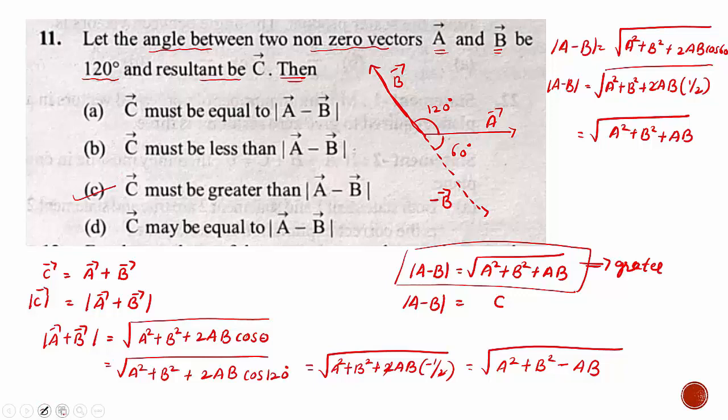Is it clear? Mod of A minus B equal to square root of A square plus B square plus AB. Suppose if you are going to take any value here, in place of A and B you can substitute the value. We will get the result in a greater value. Right? So option C is correct.